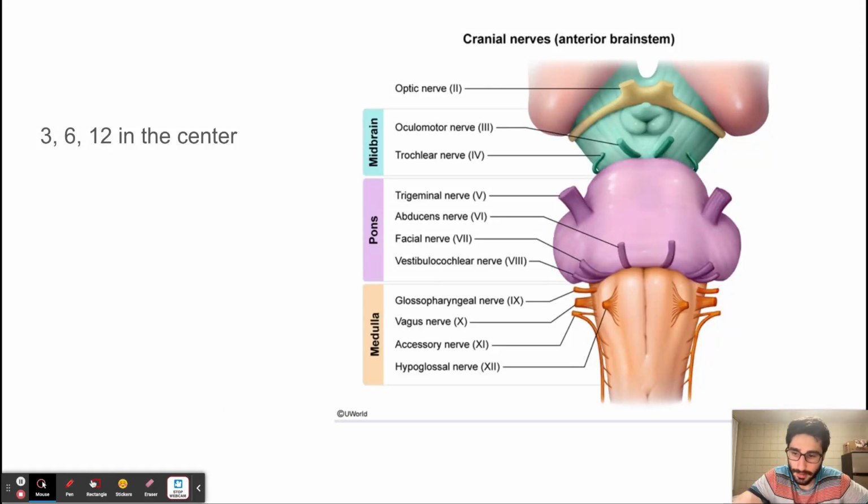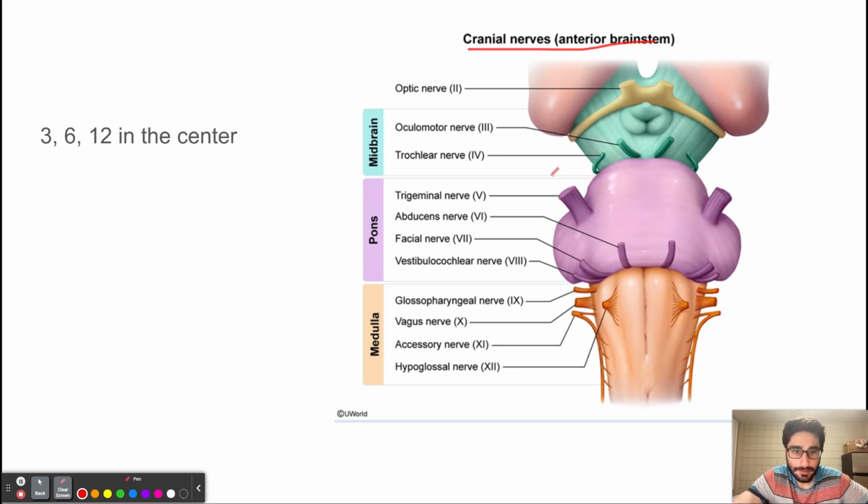Hello everyone, in this video I will be going over how I personally identify the cranial nerves when given an image like this on examinations. So when you take Step 1, they will give you an image similar to this unlabeled, and then they will ask you a question about a cranial nerve and expect you to know the locations of all these cranial nerves.